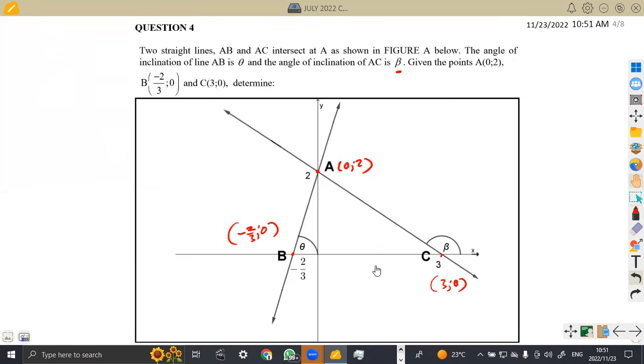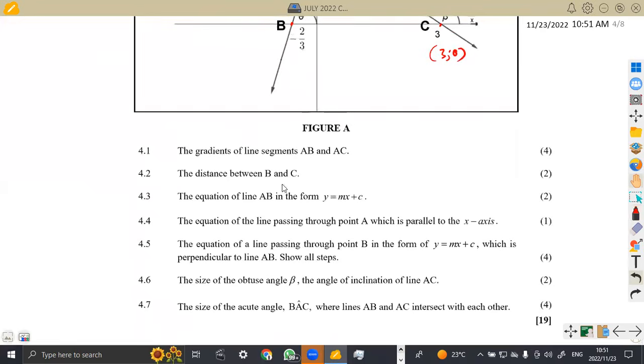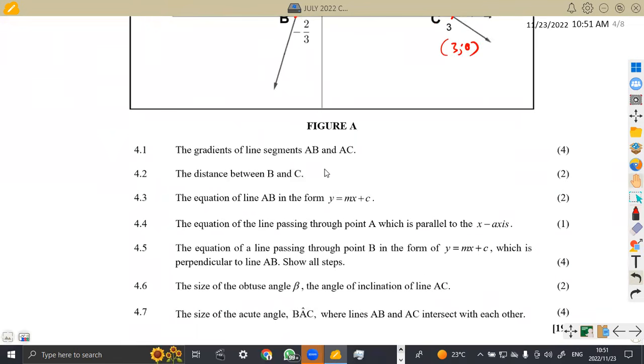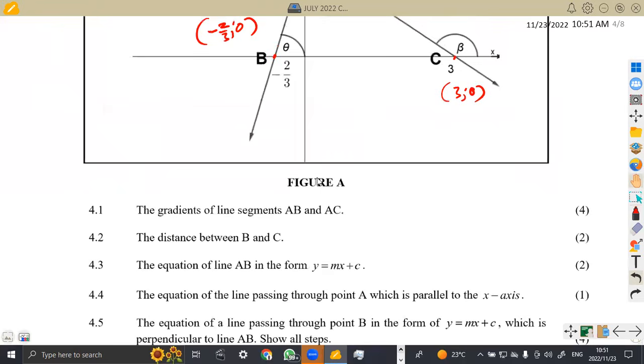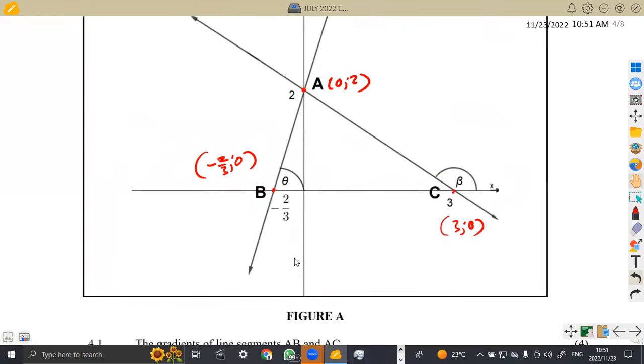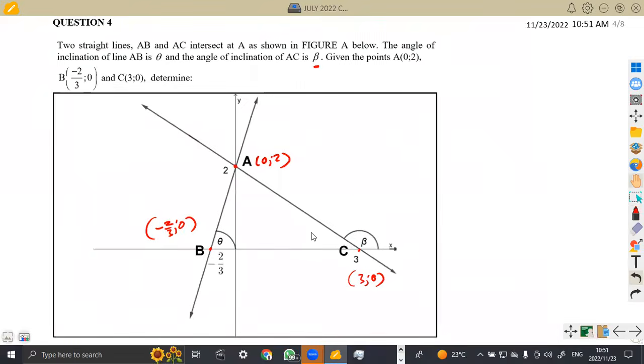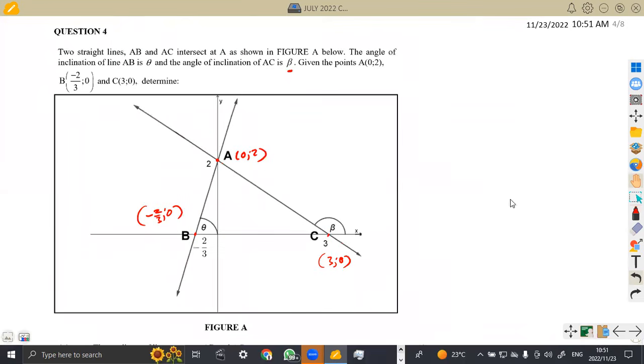So we have the coordinates of the given lines. Let's see what we are asked to determine. The first part, the gradients of the line segments AB and AC. This is 4.1. As we know, gradient is the change in y over the change in x. Let's start with AB. We can name our points: this is x1, y1, this is x2, y2.